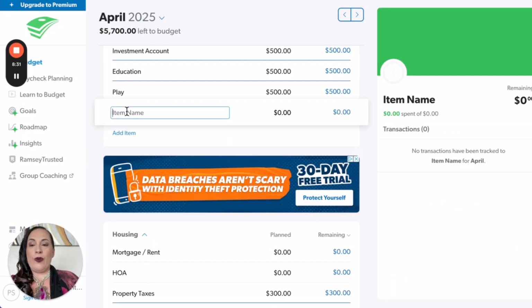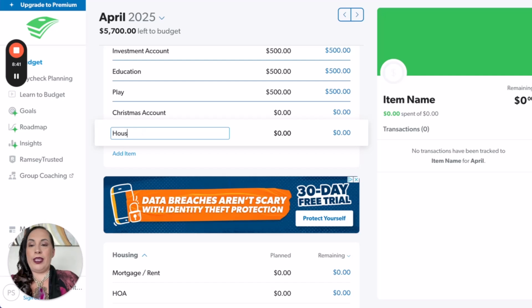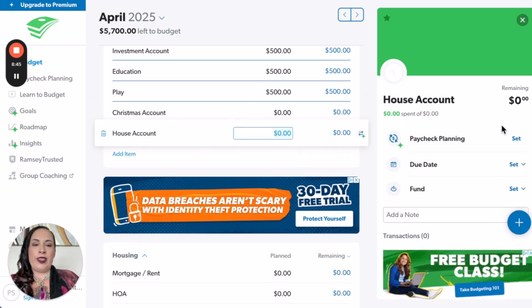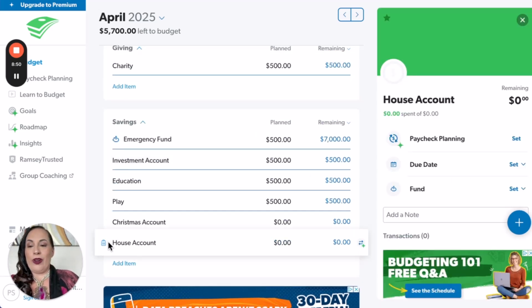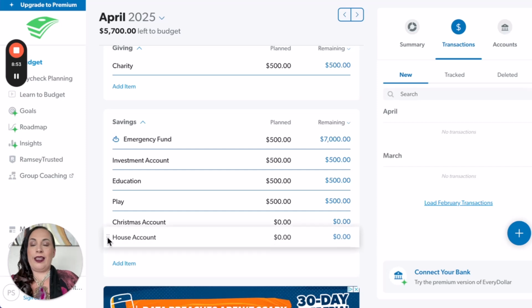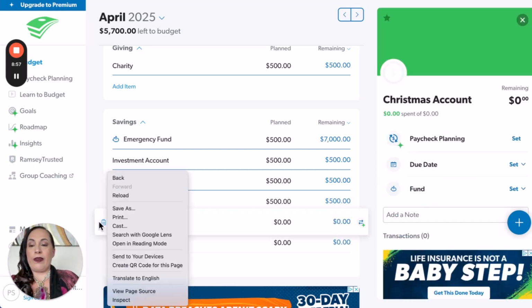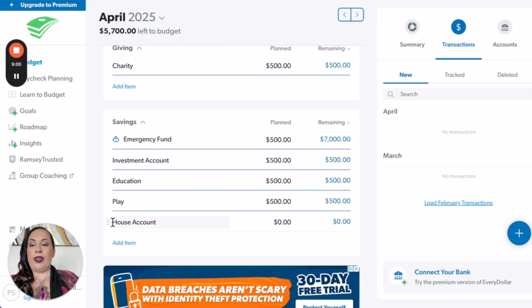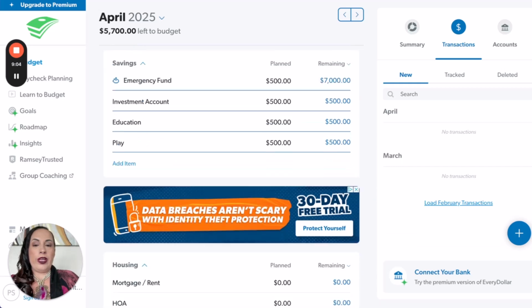Boom. Let's say you wanted to add an account for saving for Christmas. So you could say Christmas account, right? Or you could even do save up for a down payment. You could say house account, and you could be saving towards a specific goal. So any savings goals that you have, you can add right here, which is so great. And you can also move them around just by clicking the little dots and dragging them where you want. So this is one of the things I really love about EveryDollar, is how you can add and subtract things and move them around.